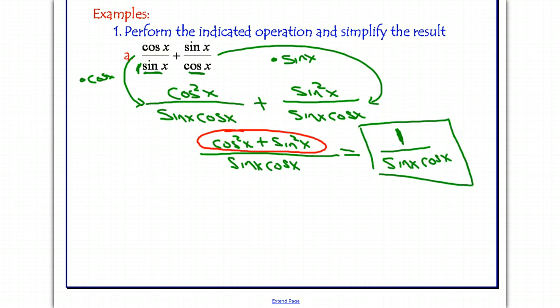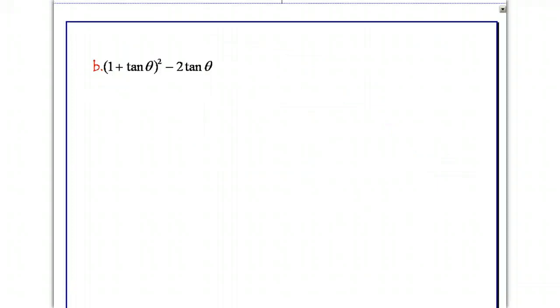So I performed the indicated operation. They told me add. I added. Nice review. How do you add? Get a common denominator. And so that would be my final answer, 1 over sine cosine. And you want to generally leave your answers with sines and cosines in it, because those are the two functions we're most familiar with.